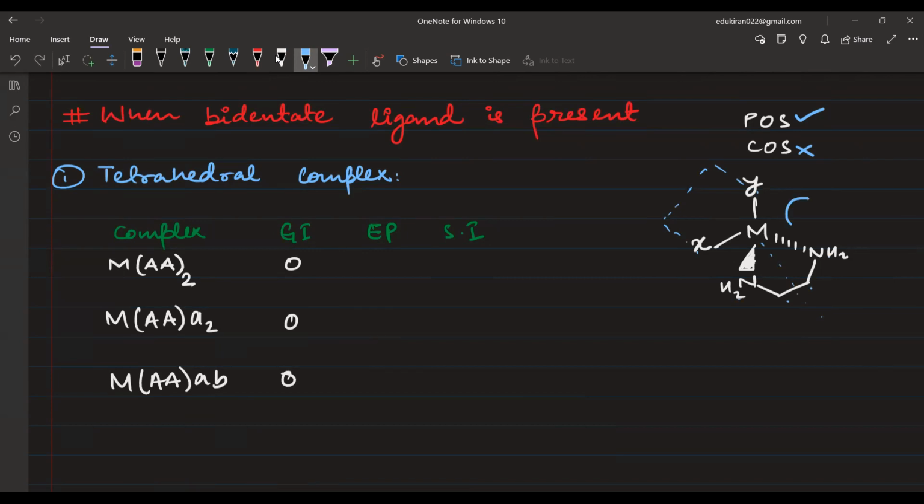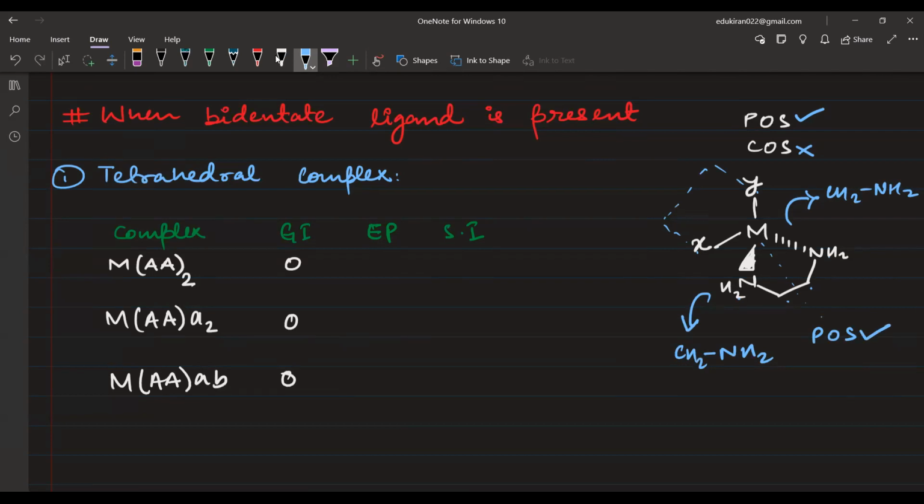Okay. Now, what will be falling inside the plane? You will have CH2, NH2 falling inside the plane. Similarly, outside the plane, you will have CH2, NH2 falling. Now, since both of these are the same, we can say that it has a plane of symmetry.